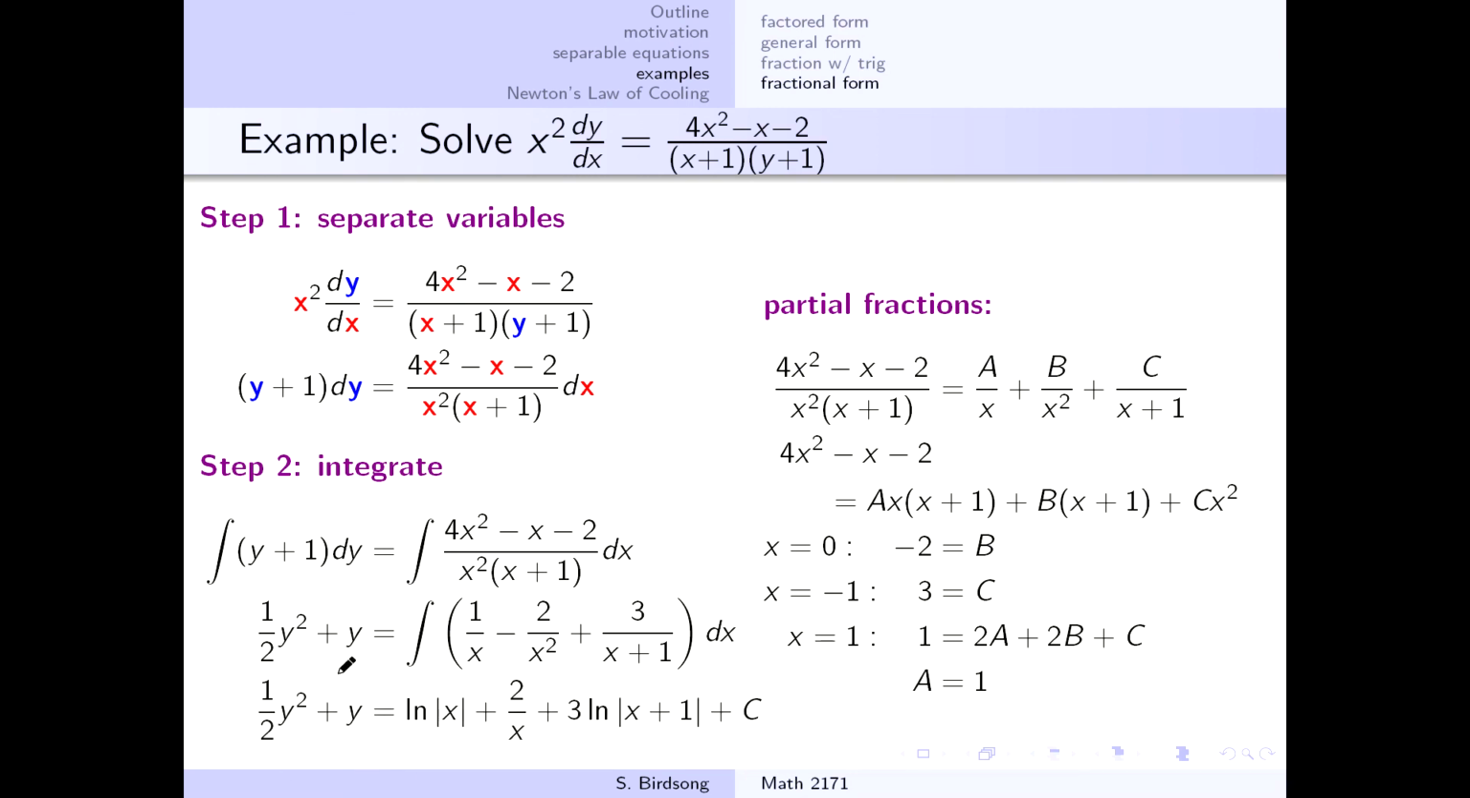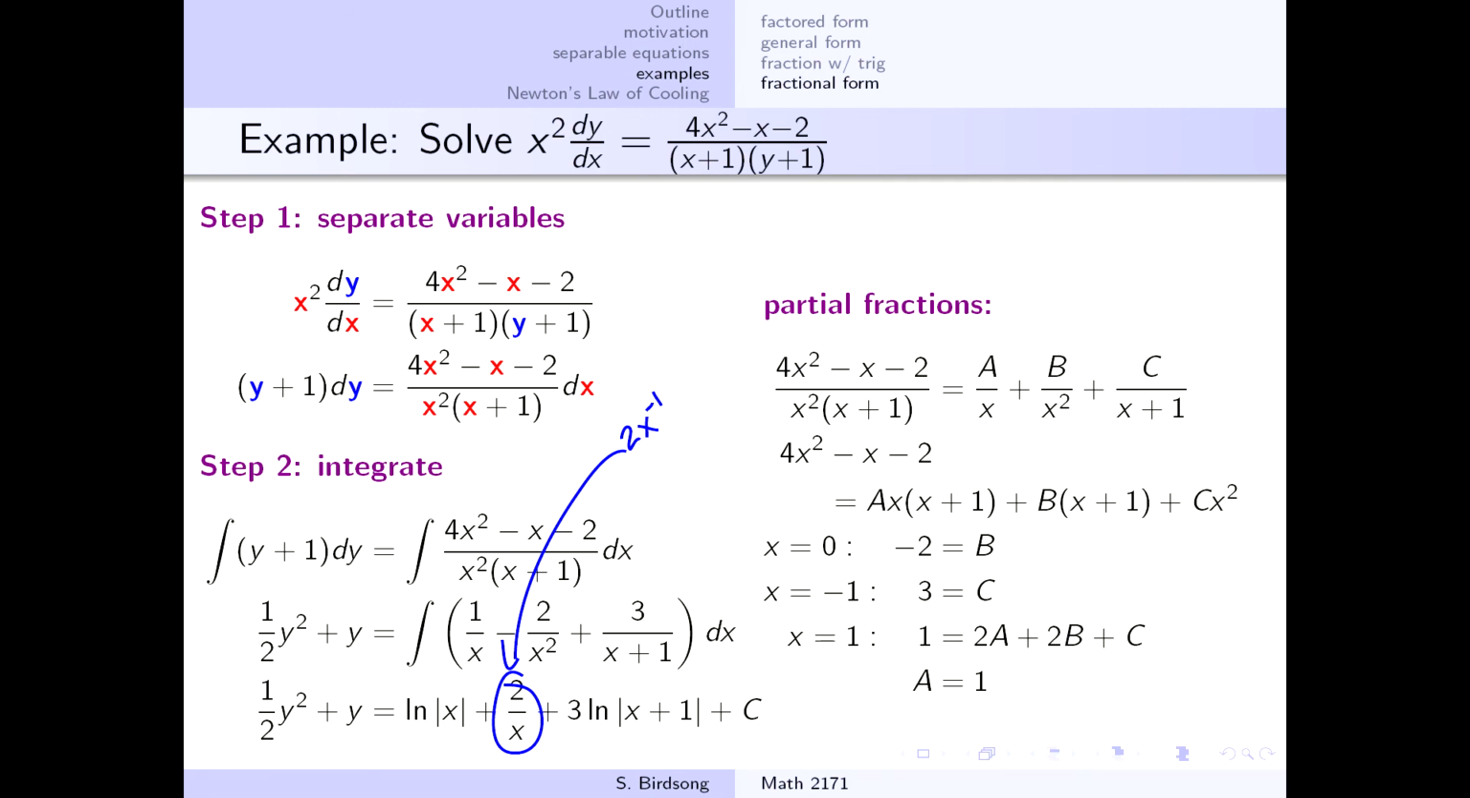So notice, same thing of pieces and parts that we did before. Carry down the antiderivative of the Y's. We've got the natural log. We've got, I wrote it earlier as 2x to the negative 1. Please note that's exactly the same thing, just in fractional form. We have the 3 times natural log of x plus 1, and we didn't forget the constant over here.